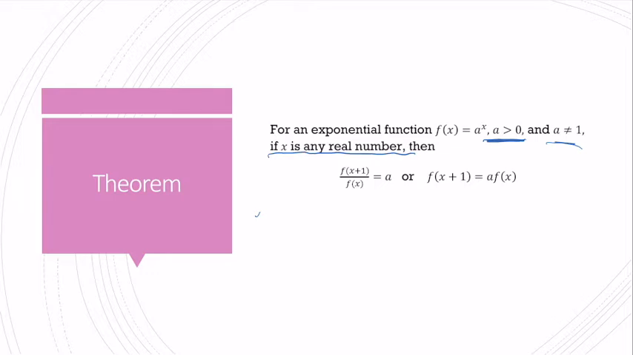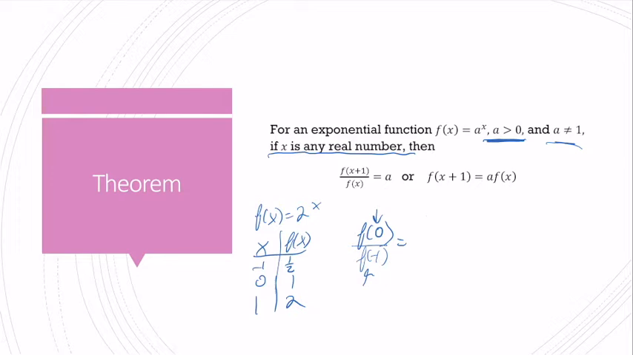So let's think back to f of x equals 2 to the x. When x was negative 1, I got a half. When x was 0, I got 1. And when x was 1, I got 2. So if I take f of 0 over f of negative 1, so here's my x plus 1, here's my x, that would give me 1 over a half, which is 2, which is my a. We knew that. If I take f of 1 over f of 0, that gives me 2 over 1, which is 2, which is my base.